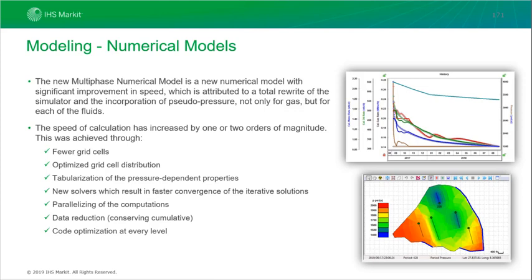Now, there are a number of things that make our model so fast while maintaining accuracy. A few of these things include using fewer grid cells, which means the speed of the calculation would be increased by 1 or 2 orders of magnitude, but we're still achieving the same degree of accuracy. Also, we're using optimized grid cell distribution and code optimization at every level. Lots of different reasons why the speed of our calculation has been increased.